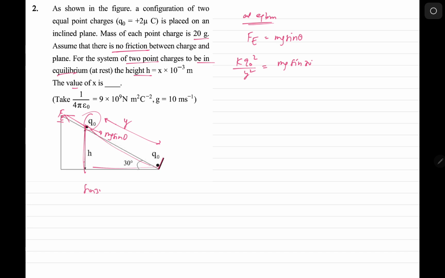So sine 30 is h by y. So y equals h by sine 30, and sine 30 is 1 by 2, so it makes 2h. So I'll use 2h here because I want the h value. So k is 9 into 10 to the power 9, q naught is given as 2 squared, so 4 into 10 to the power minus 12 divided by y square, which means 4h square equals 20 gram minus 3 kilogram 10 g 1 by 2.